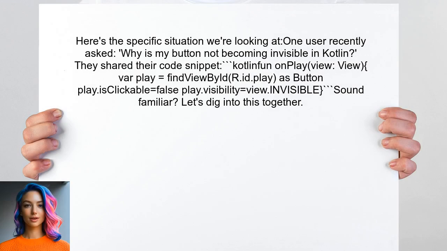Here's the specific situation we're looking at. One user recently asked, "Why is my button not becoming invisible in Kotlin?" They shared their code snippet, and it looks like they are trying to set the button's visibility to invisible, but it just isn't working. Sound familiar? Let's dig into this together and find a solution.